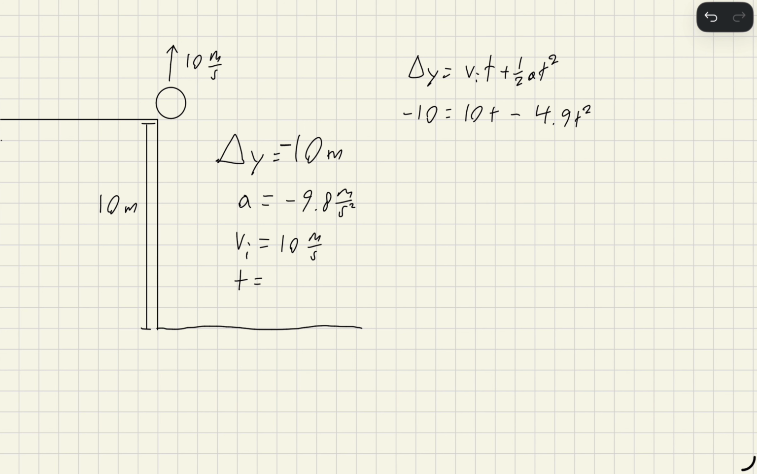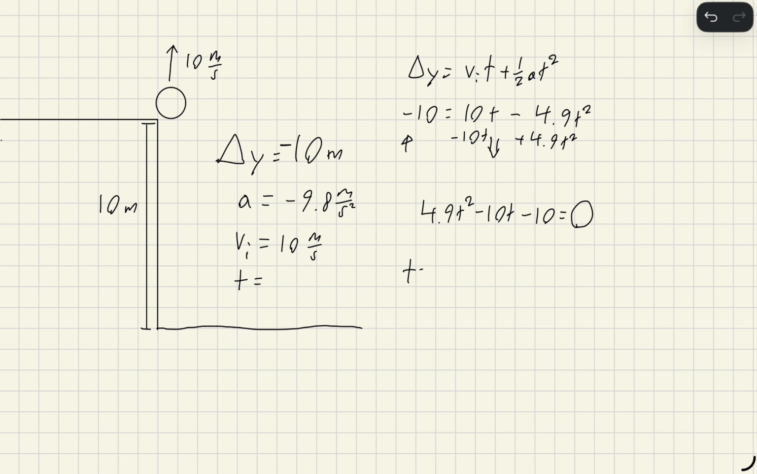Now, if we rearrange this equation, it may look a little more familiar. I'm going to add 4.9 t squared and subtract 10t from both sides. So we end up with 4.9 t squared minus 10t, and then minus 10, so this is the left-hand side of the equation. And since I took everything away from the right-hand side, it's 0. This is in the form of a quadratic equation, and so we can use the quadratic formula to solve it.